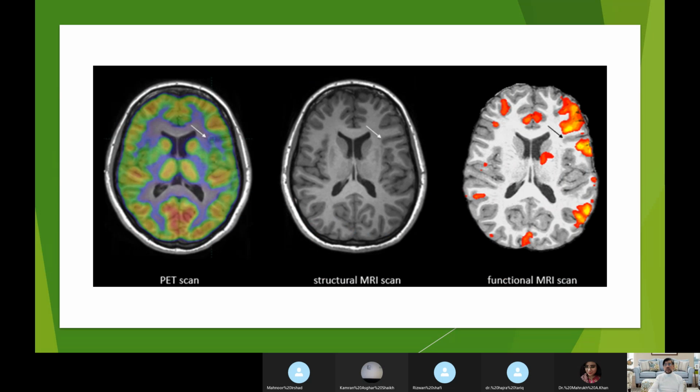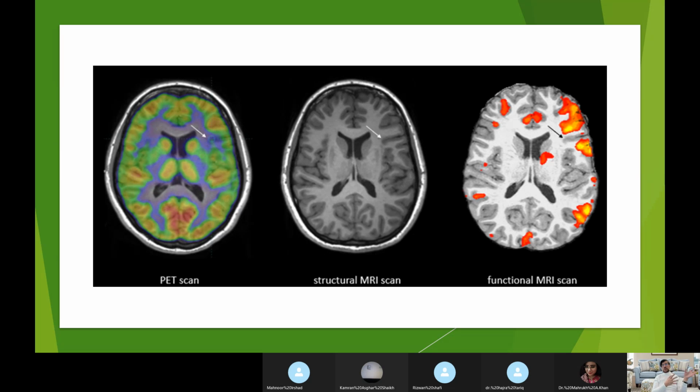Now, these are the three pictures, और एग्जाम में इस तरह की पिक्चर्स अक्सर लगा दी जाती हैं. One is the functional MRI scan, the second one is the structural MRI scan, and the third one is the PET scan. So PET scan is the positron emission tomogram. Positron emission tomogram means isotopic.